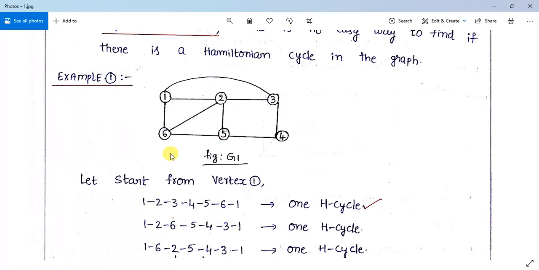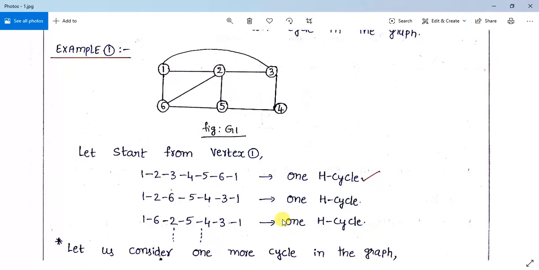Next, another cycle is also possible: 1 to 6, 6 to 2, 2 to 5, 5 to 4, 4 to 3, and 3 to 1. If you see here, every vertex is visited exactly once. No vertex is repeated except the starting vertex. The starting vertex and the last vertex are the same, so that it forms a cycle. The remaining vertices should be visited only once. Please keep in mind they should not be repeated under any circumstances. If you repeat, then it will not be a Hamiltonian cycle.